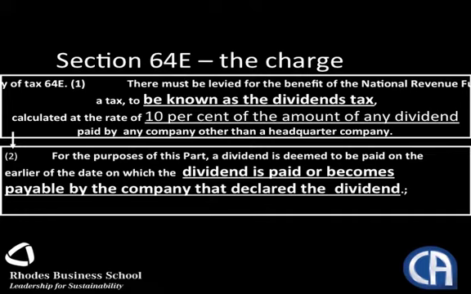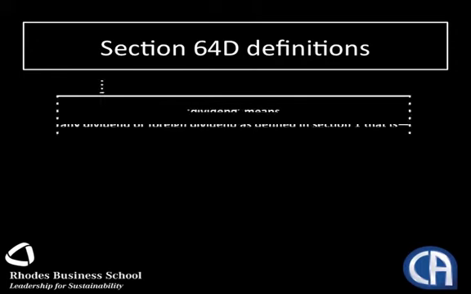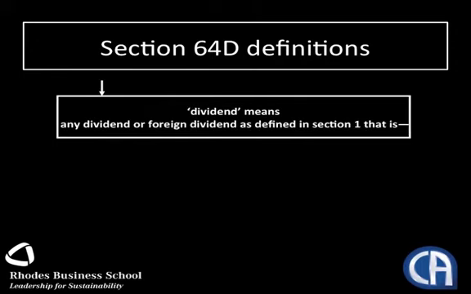So we say, right, we'll pay 10% over when we pay the dividend, or it's payable or claimable by the shareholder. So it's a simple 10% tax, and the problem now, we can start going into the nitty-gritty and getting clever. What is a dividend? And that's where you have to go back to the definitions which are contained in section 64D. So 64D, what's a dividend? A dividend means any dividend or foreign dividend.